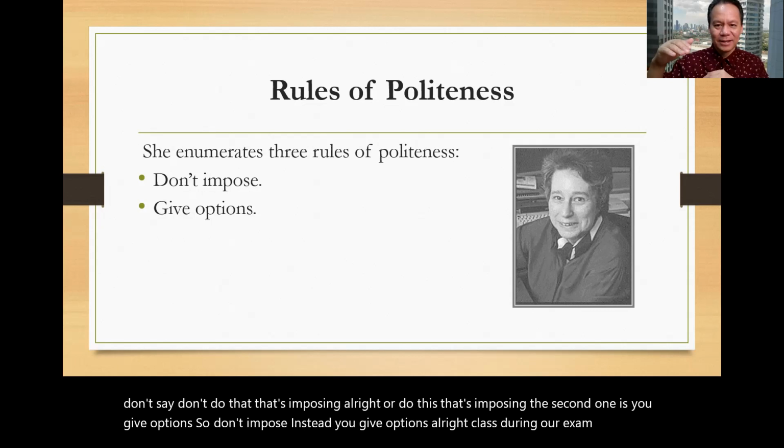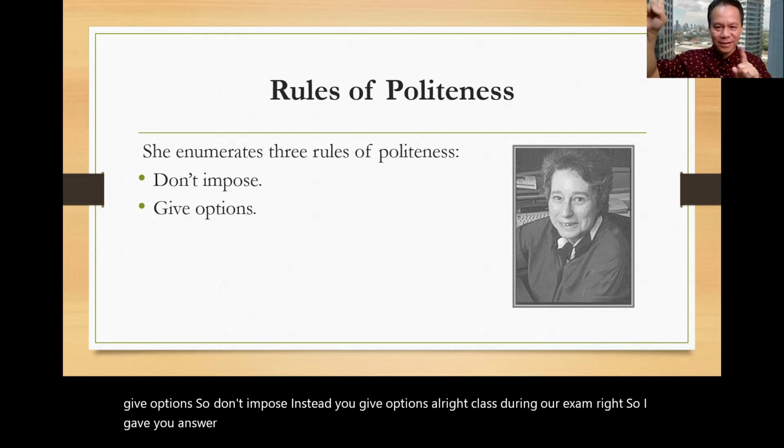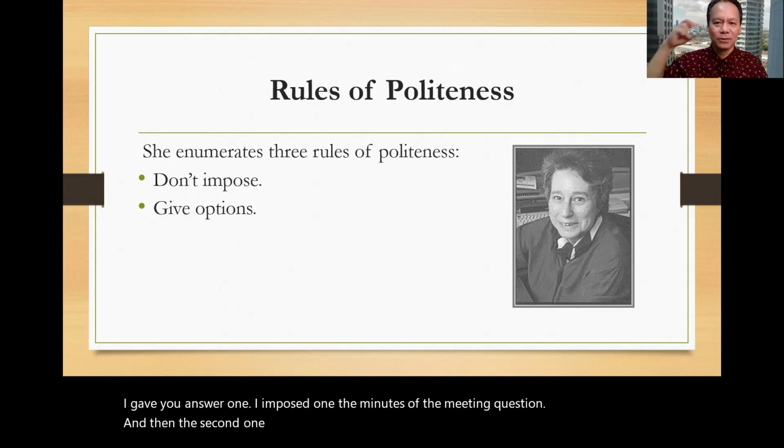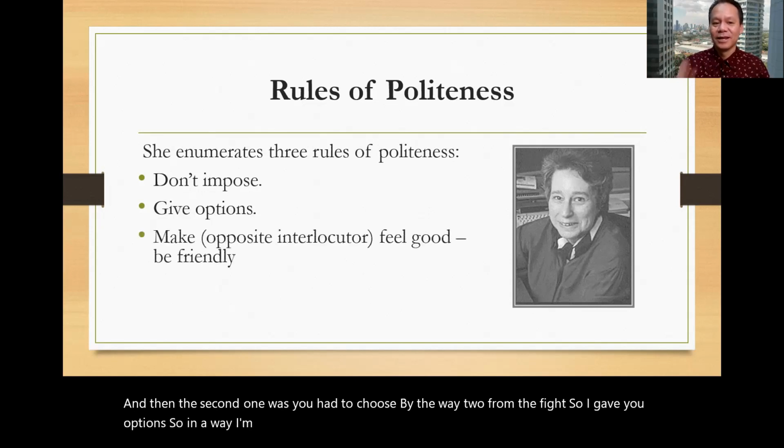So I gave you answer 1, I imposed 1, the minutes of the meeting question. And then the second one was, you had to choose, by the way, 2 from the 5. So I gave you options. So in a way, I'm following Lakoff, right? Number 3, make the other person, you are the other persons in this case, feel good. In other words, be friendly.